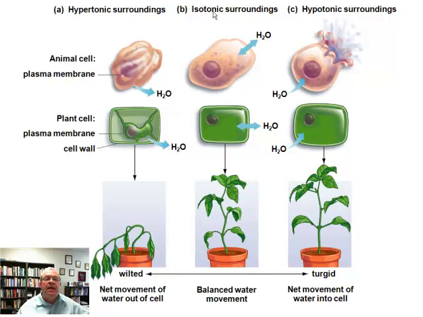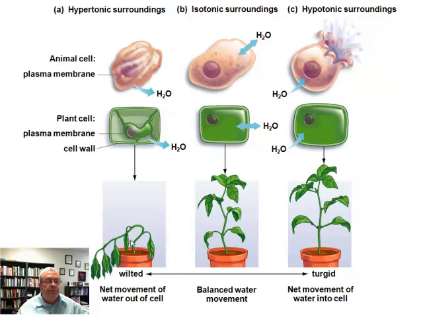I will not ask you any of these terms across the top of the page, so you can ignore those, but I could ask you these ones across the bottom. So in terms of water movement, what makes an animal cell the very happiest? It's when water movement is what? It is balanced. Now let's turn our attention to plant cells.